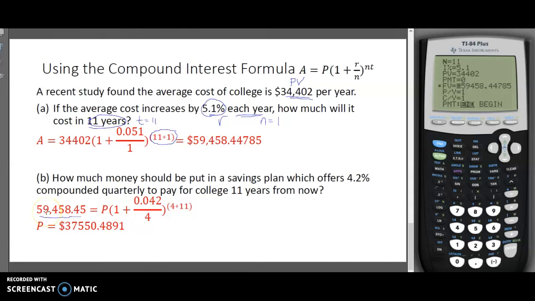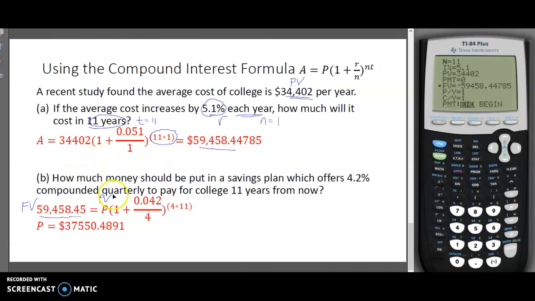Now in Part B, how much money should be put in a savings plan which offers 4.2% compounded quarterly to pay for college 11 years from now? So this amount here is the future value. This is what we're trying to get saved. So that goes there for A. What we don't know is the principal. Remember that that principal can also be referred to as the present value.